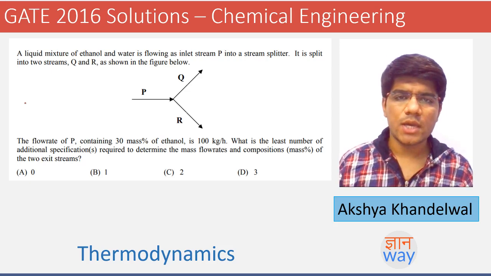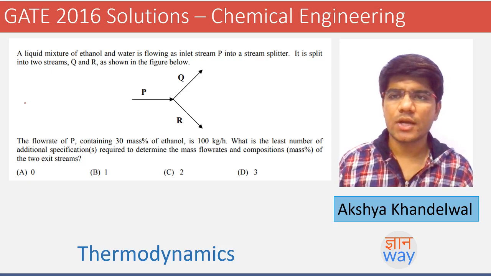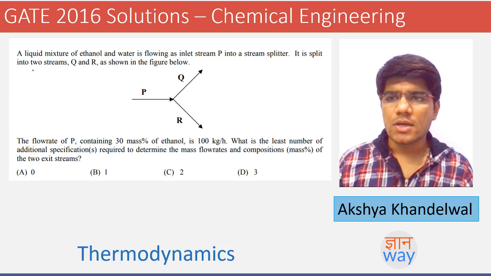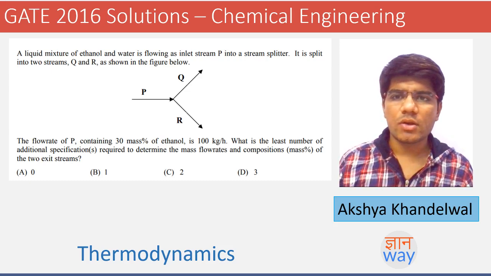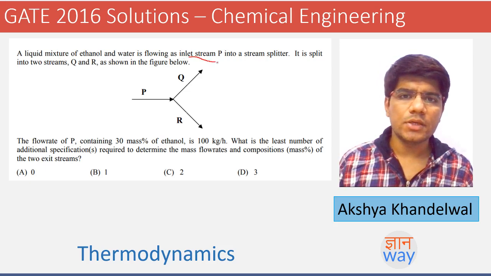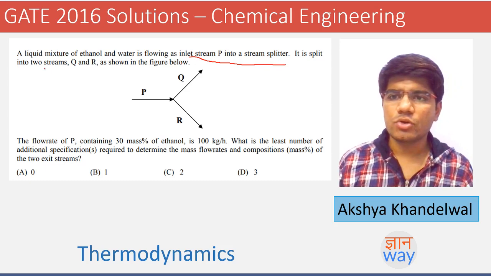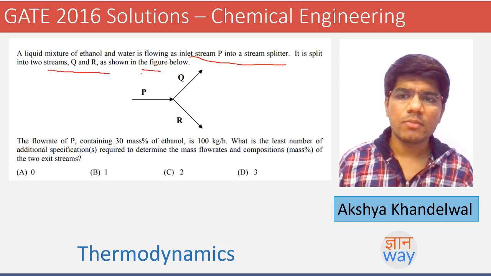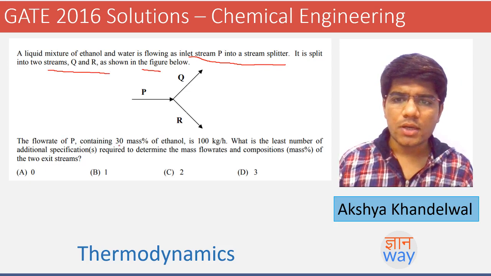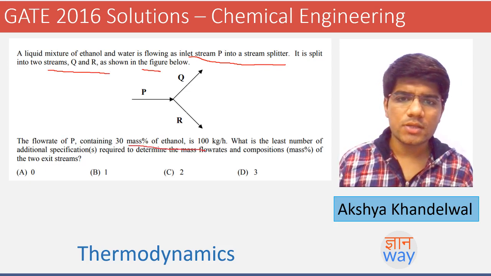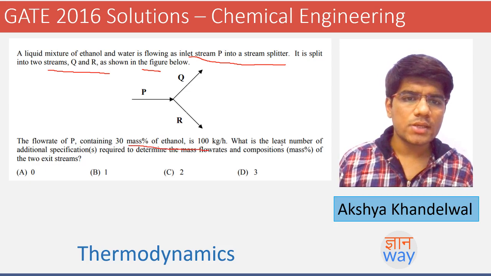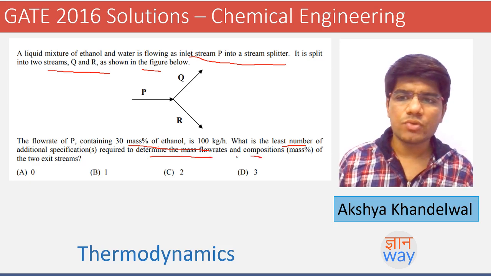So the first question which came in thermodynamics subject in GATE 2016 was: a liquid mixture of ethanol and water is flowing as inlet stream P into a stream splitter. It is split into two streams Q and R as shown in the figure below. The flow rate of P containing 30 mass percent of ethanol is 100 kg per hour. What is the least number of additional specifications required to determine the mass flow rates and composition of the two exit streams?